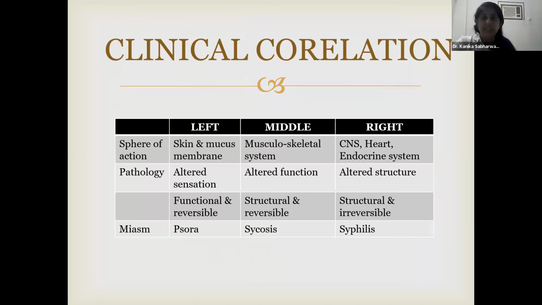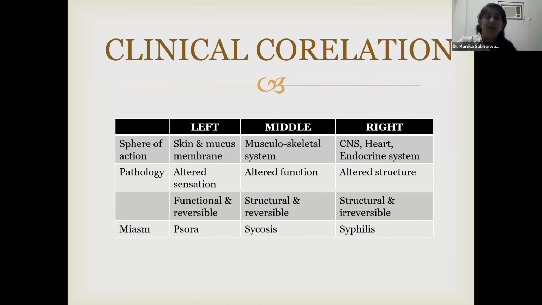If you see the left side of the table, which concerns your Natrum group, Kali, Calcarea, Baryta, the sphere of action is the skin and mucous membrane. And embryologically, these develop from the ectoderm. Middle sphere of action is musculoskeletal system. Your Argentum comes here, metals come here, cobalt, nickel, ferrum. Here the sphere of action is on those structures which develop from the mesoderm.